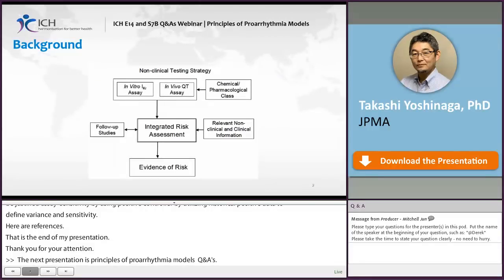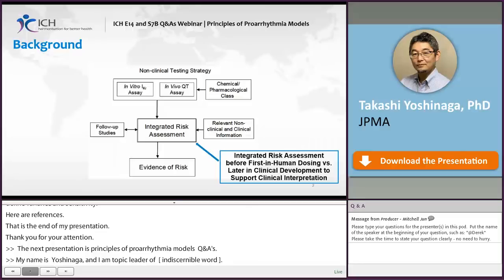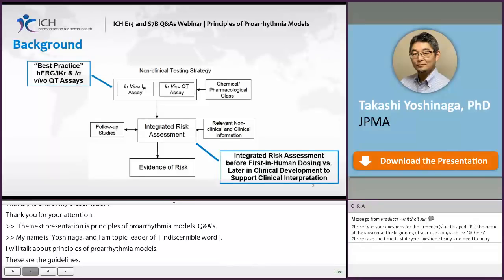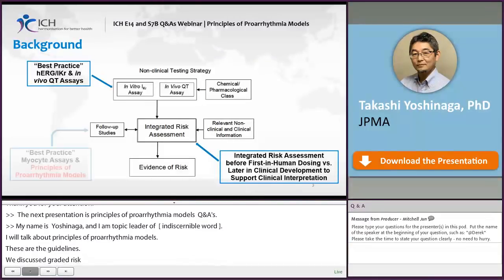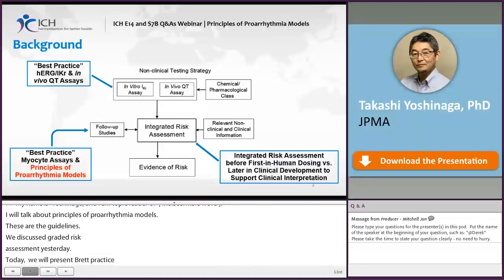This is a diagram in current ICH S7B guideline. We discussed integrated risk assessment yesterday. Today, best practice hERG-IKr assay and in vivo QT assay were presented. And best practice myocyte assays was also presented. Last one, principles of proarrhythmia model, is my talk.